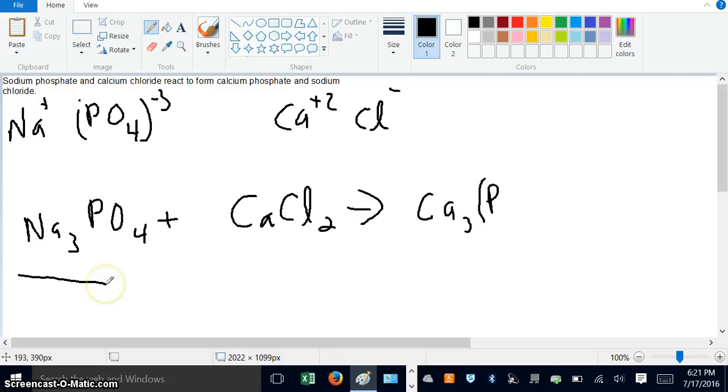So this is the first compound, and then it says and calcium chloride. So there's the calcium. Remember, calcium's +2, chlorine is -1. They react, so we have the arrow to form calcium phosphate, which is Ca3PO4, and let's see, calcium is charged +2, so there's going to be 2 of those. That's supposed to be a 2.